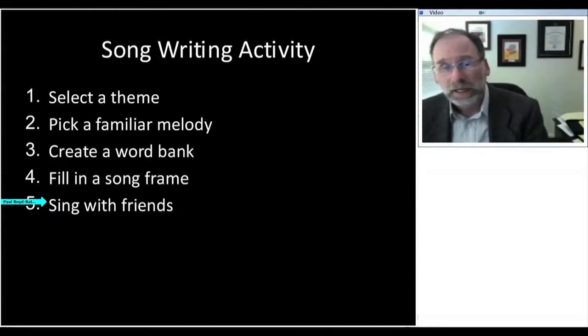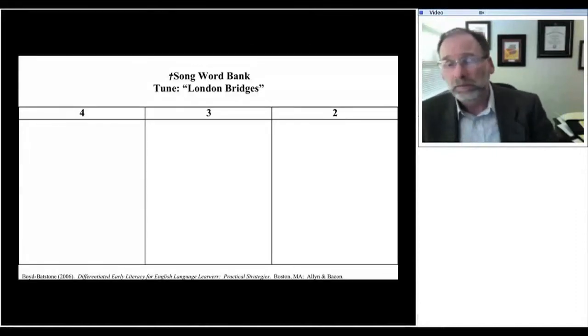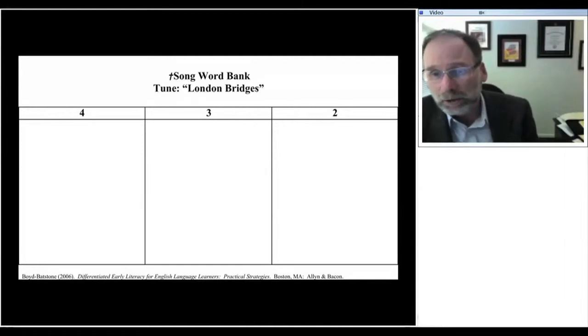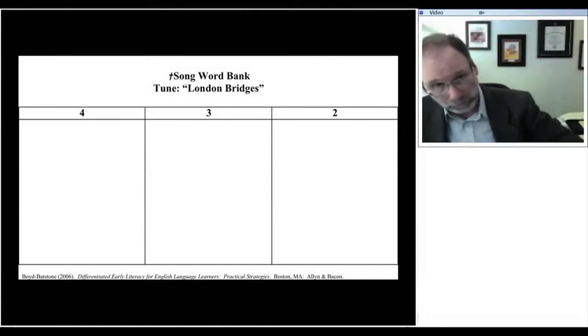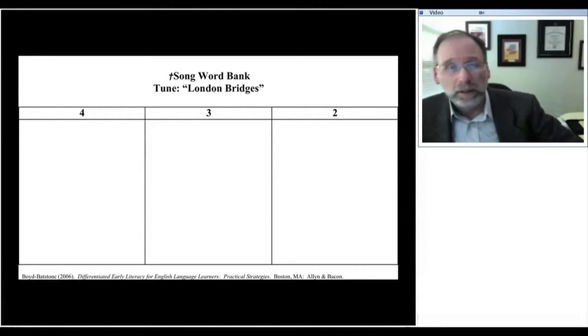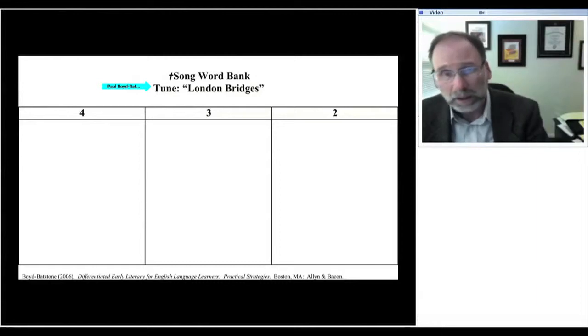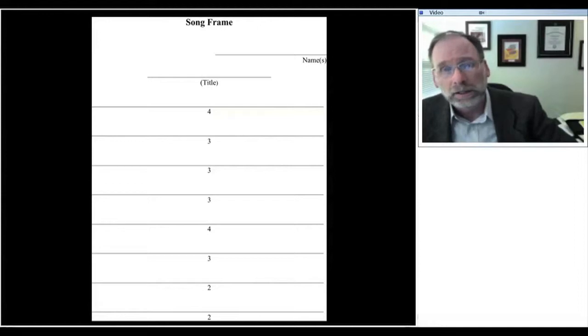What I'd like to do is think about a theme. And I'm going to ask you to help me out and use the chat box. And what we're going to do is make a word bank with words that have 4 syllables, with words that have 3 syllables, and words that have 2 syllables. And we're going to write a song to the tune of London Bridge. We're probably going to say, why am I doing it this way? Listen to how the song plays.